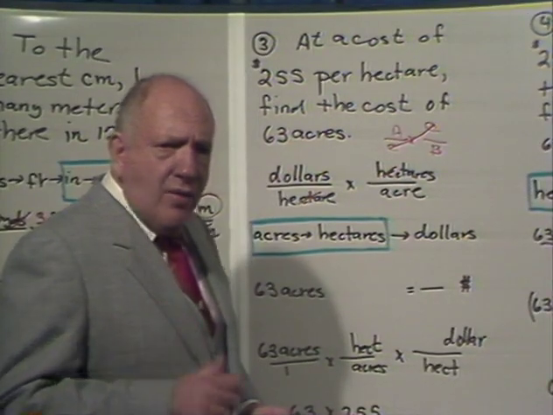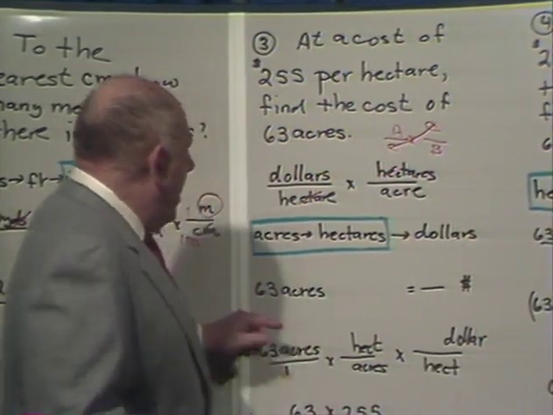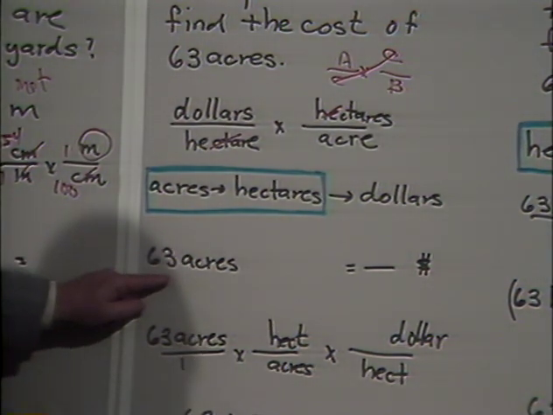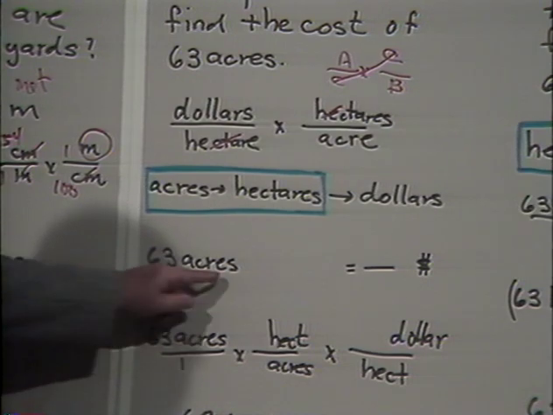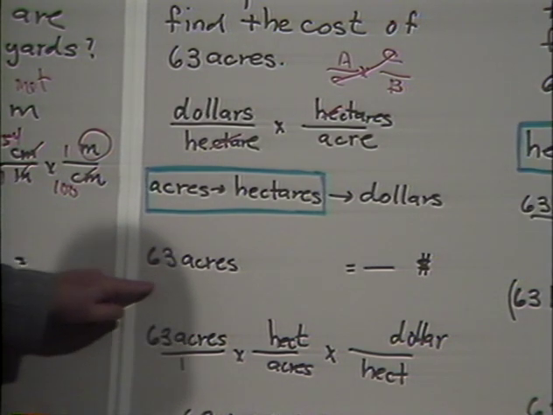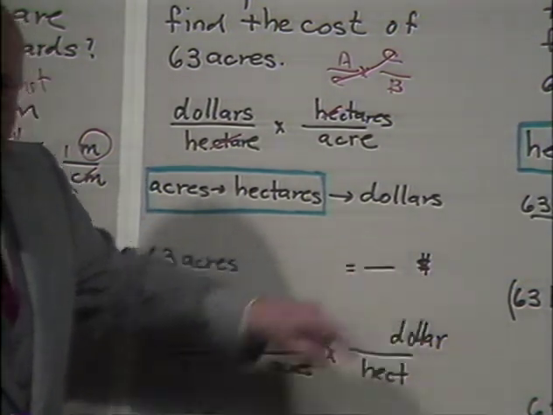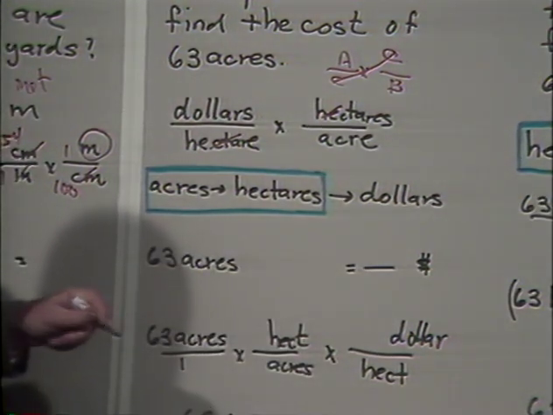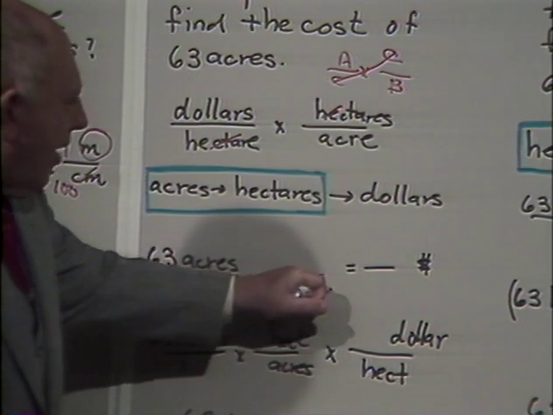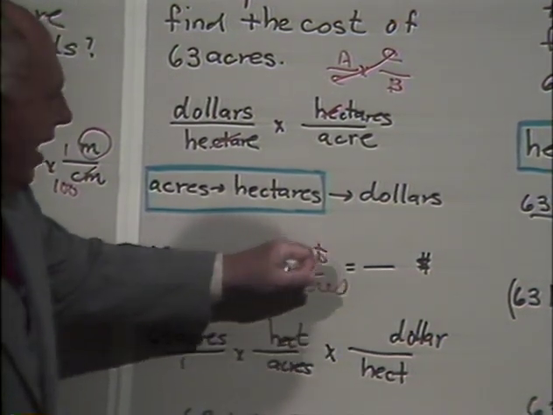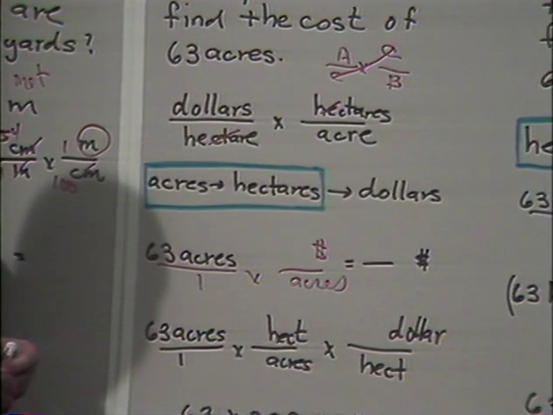And the way that comes out in terms of a fill in the blank is if you read the problem carefully, forget the rate that you're given. The problem says what? Find the cost of 63 acres. So you say 63 acres equals blank dollars. Then what are you going to do? You're going to say, okay, I want to get from acres to dollars, so I want the acres to cancel, and I want to bring the dollars in, okay?